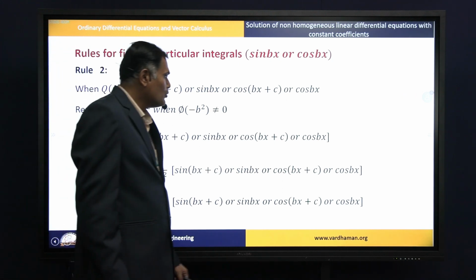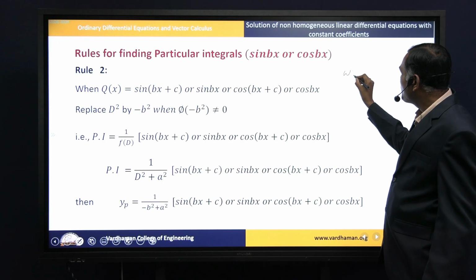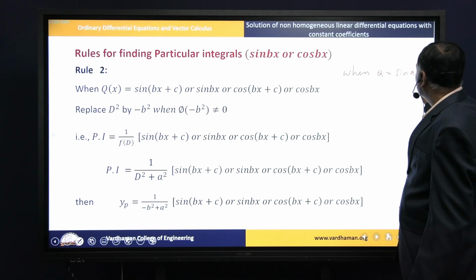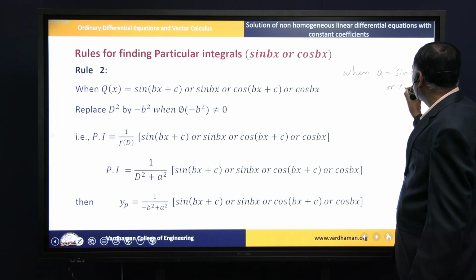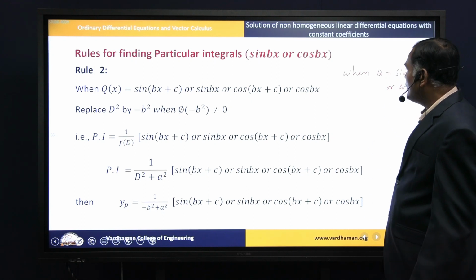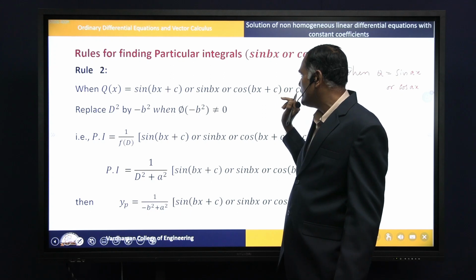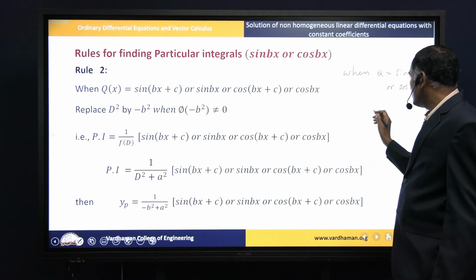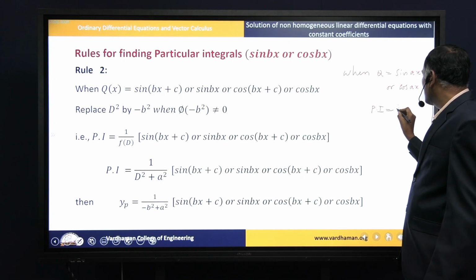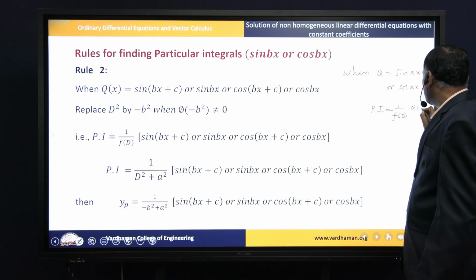Now method 2 or rule 2, when Q is either sin ax or cos ax. Method 2 is when Q is either sin ax or cos ax. We can even write sin bx plus c or cos bx plus c. In this case the method says that PI equals 1 by f of D into Q of x.